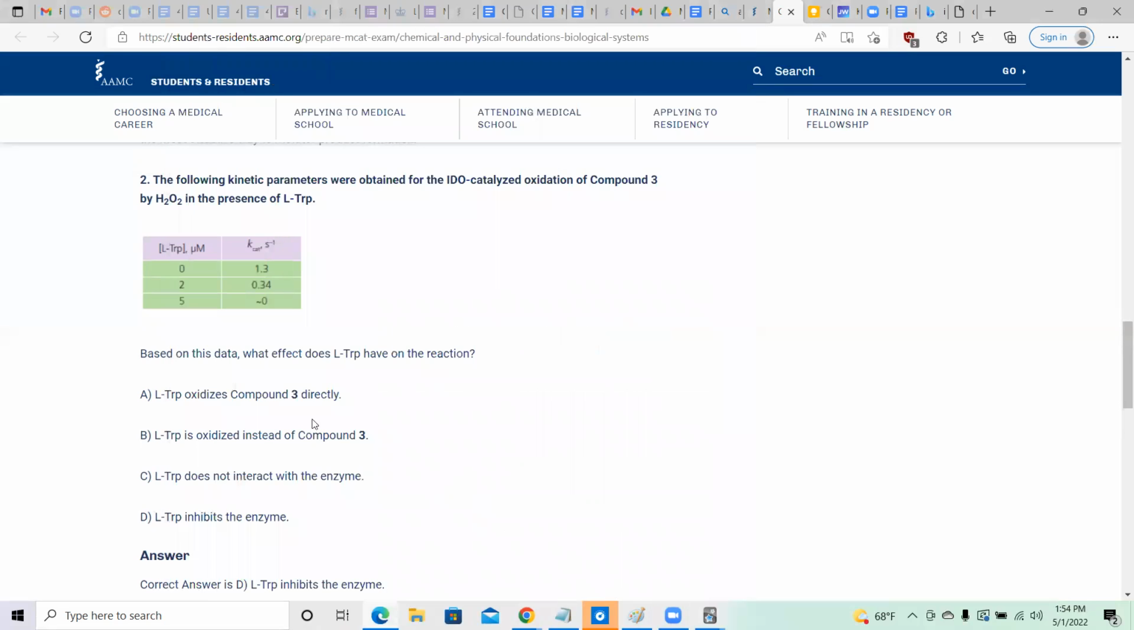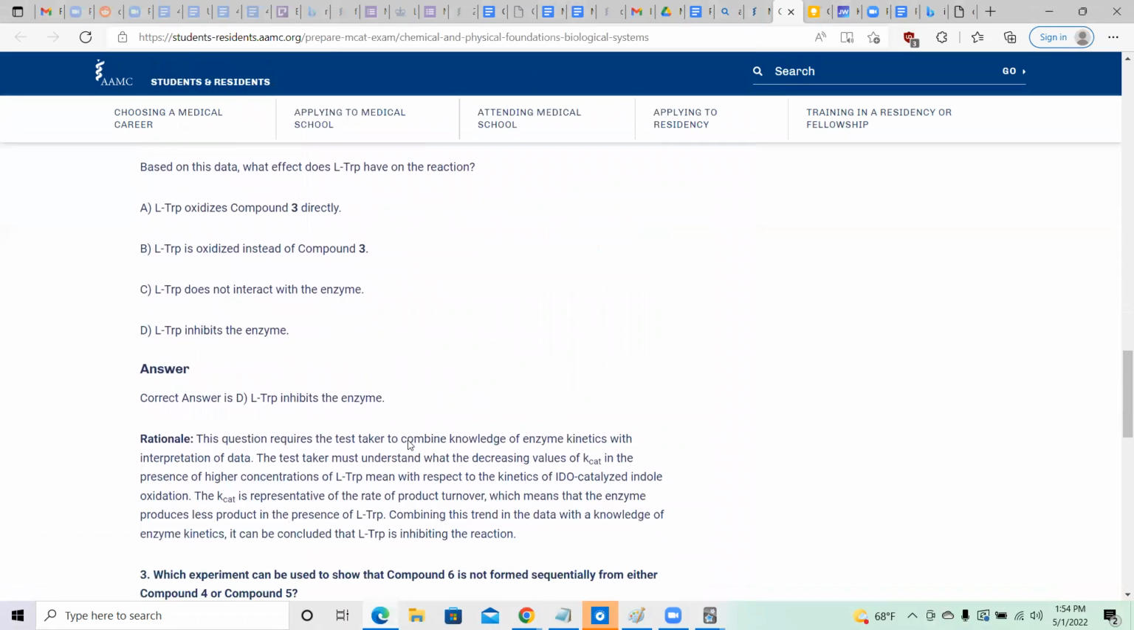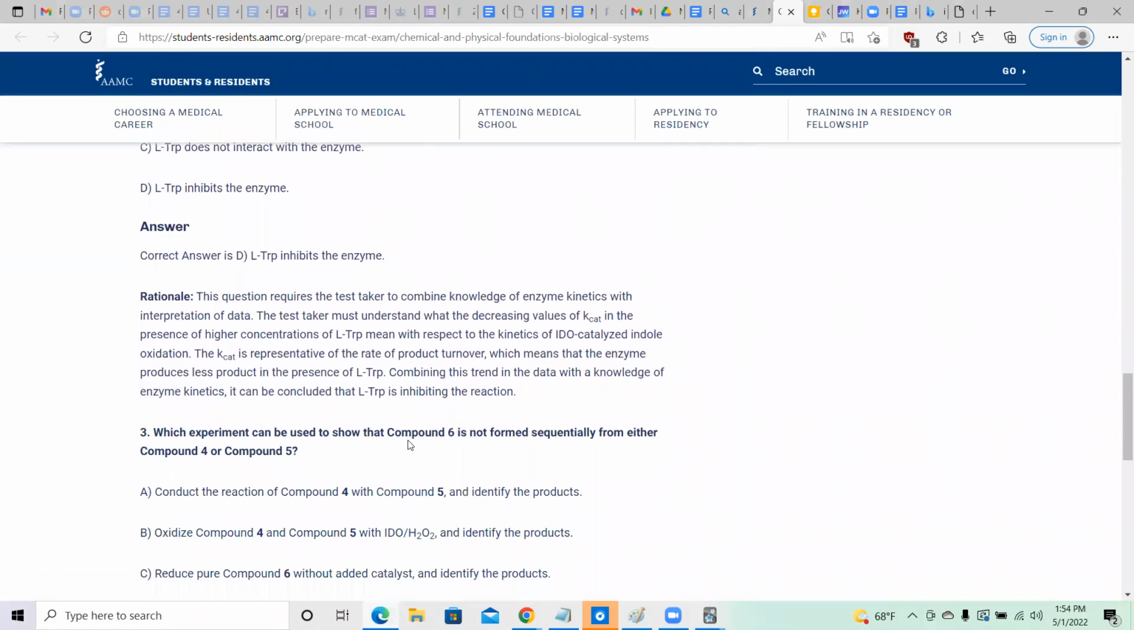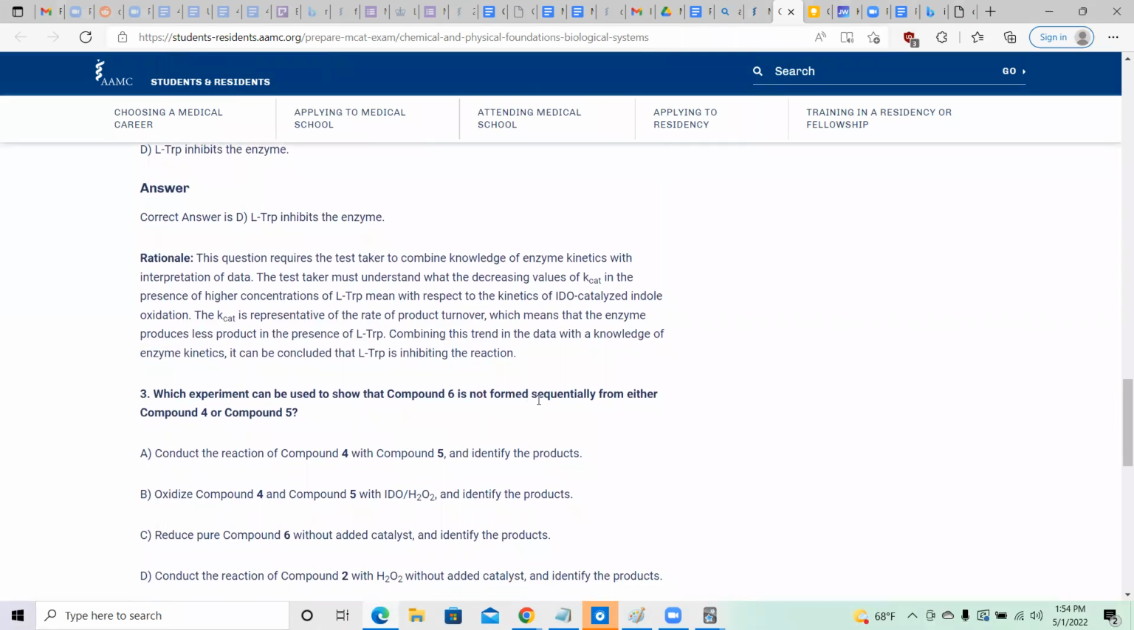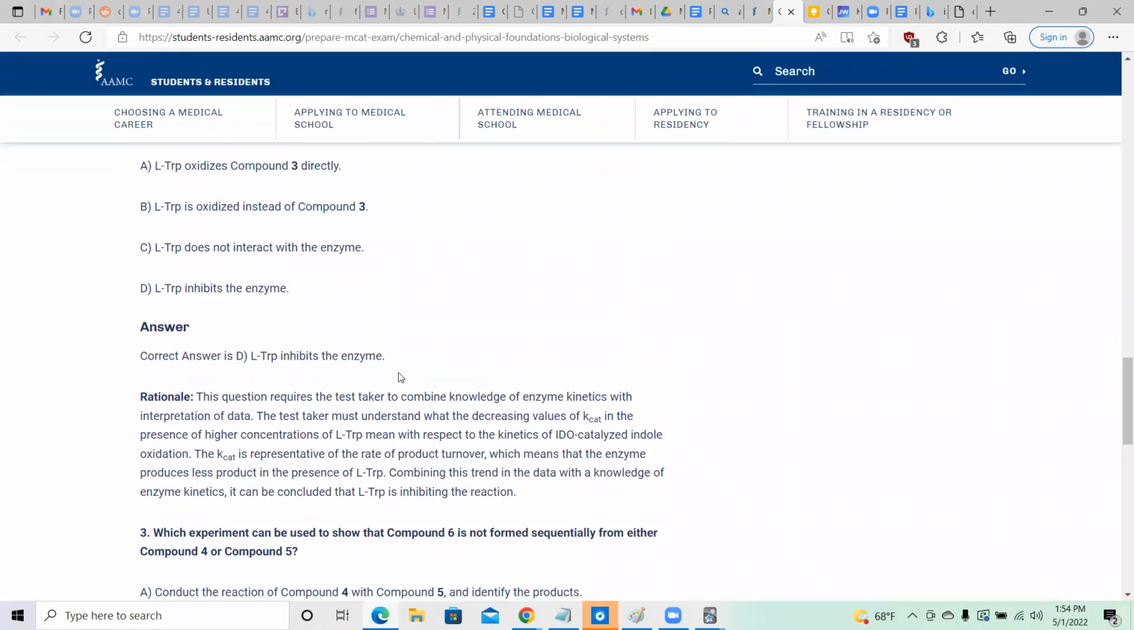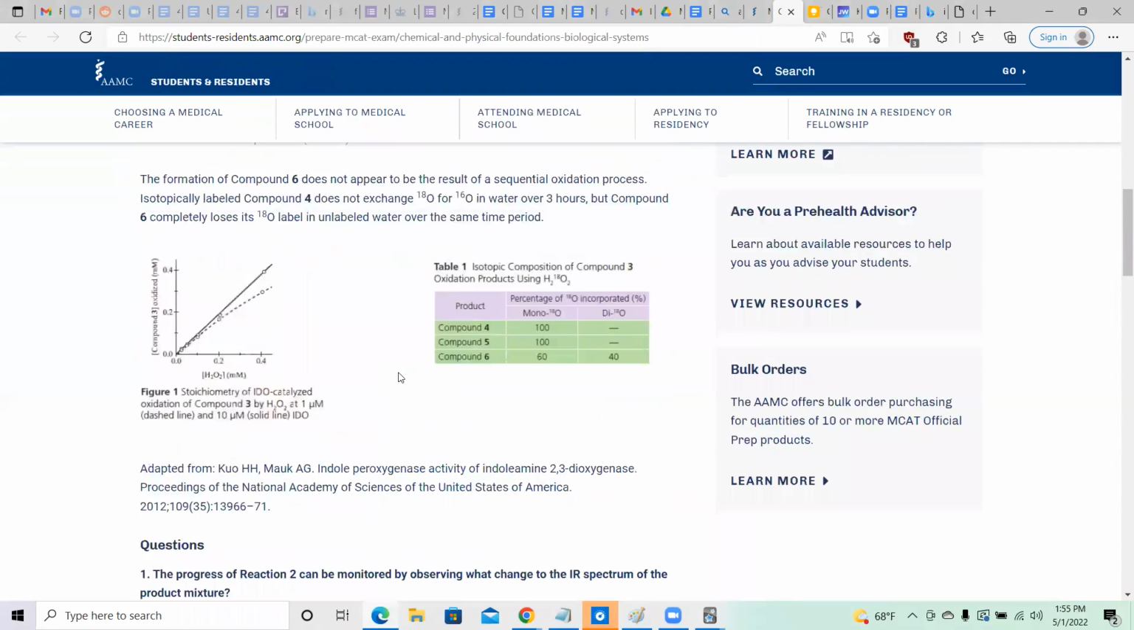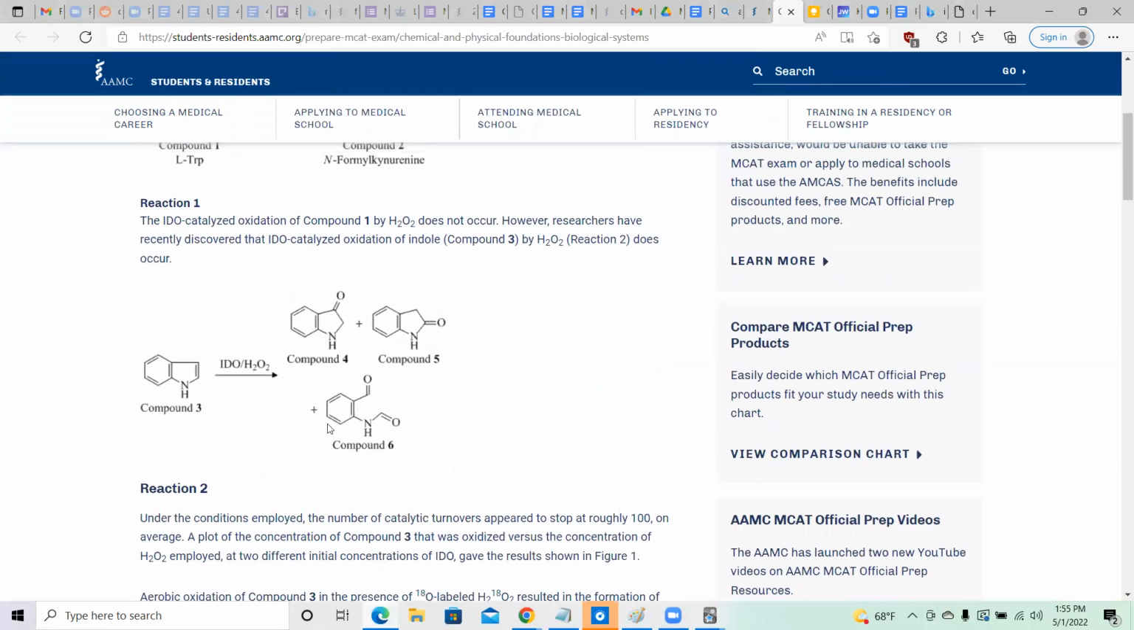Okay, so good. All right, let's look at the last one. Which experiment can be used to show that compound 6 is not formed sequentially from either compound 4 or compound 5? So again, let's go up. Compound 6 is not formed sequentially from compound 4 or compound 5. So here we have compound 6 and compound 4 and compound 5. And the question is asking, what can we do to show that compound 6 isn't coming as a byproduct of 4 and 5? That compound 6 is actually the result of enzymatic action on compound 3, right?